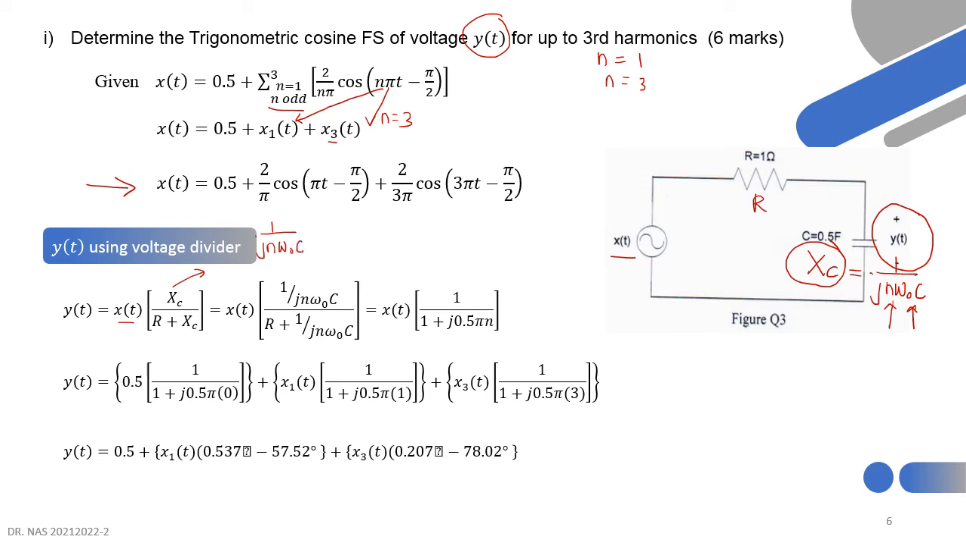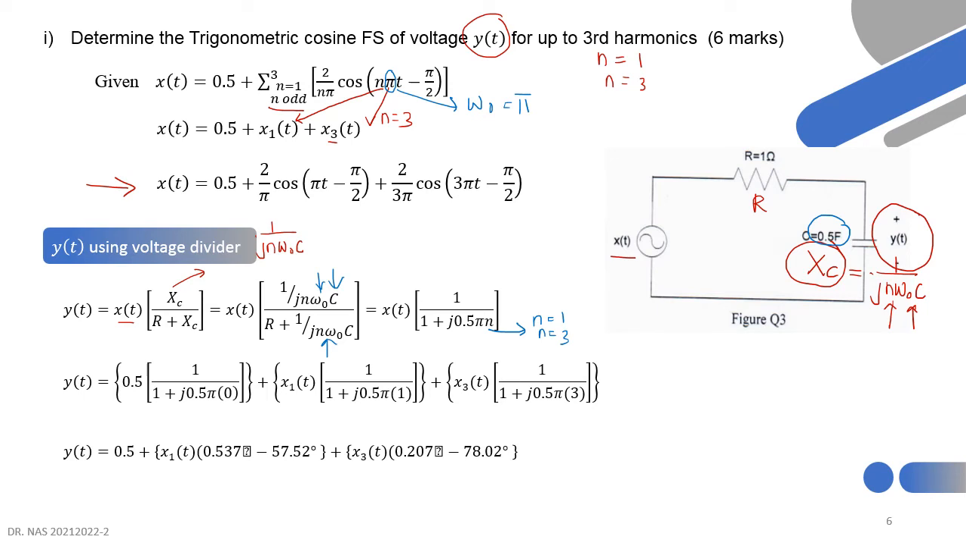So what is your omega naught? From the equation, you will see that this is the omega naught. So omega naught in this case equals pi. So you can replace your omega naught with pi, and this one as well. And then your C is equal to 0.5 farad. And n will vary, either 1 or 3. Now expand the equation by considering n.